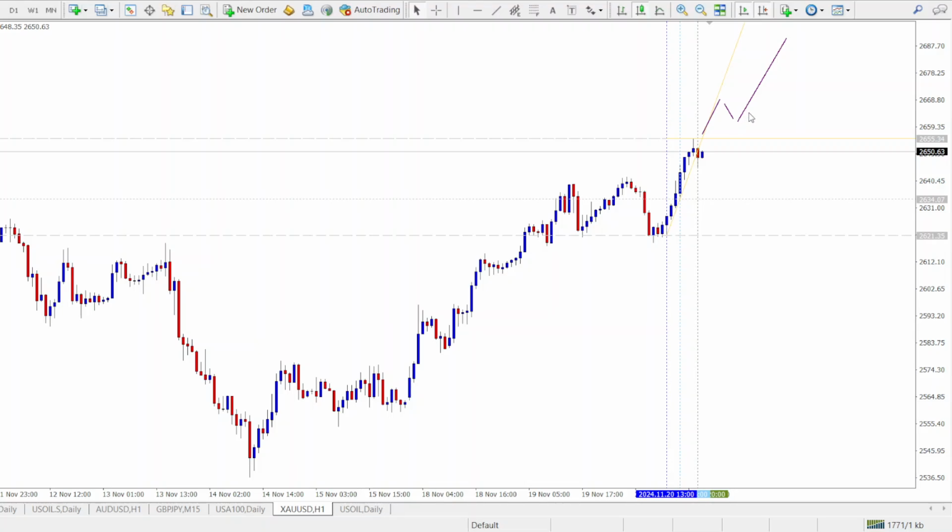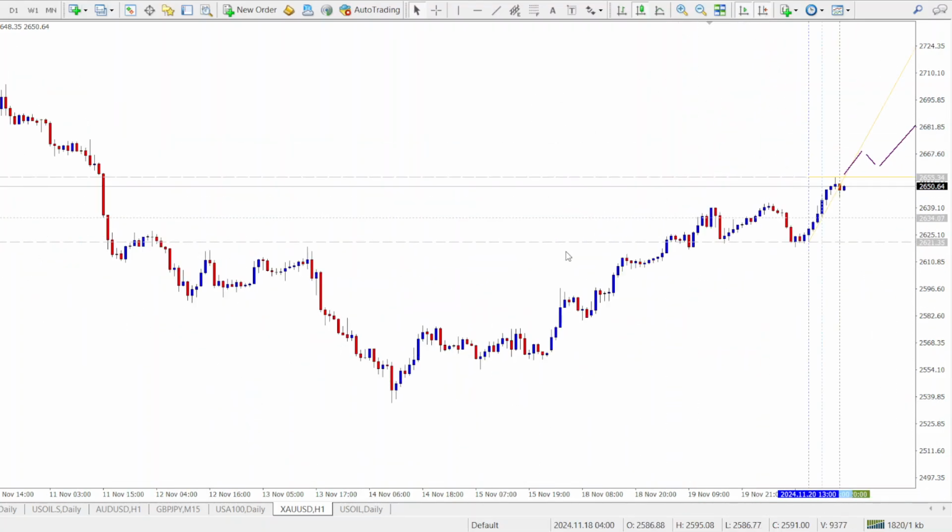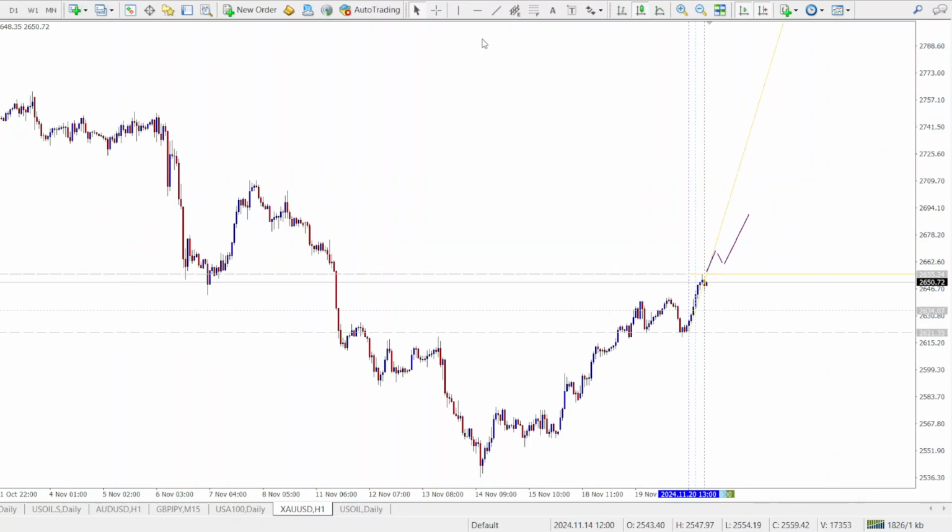All right, and then you use that as your cue to enter a buy trade. After entering a buy trade, you can set your stop loss below the breakout point. And then for your take profit, you can make use of resistance zones. For example, we can see that we have a resistance zone here.